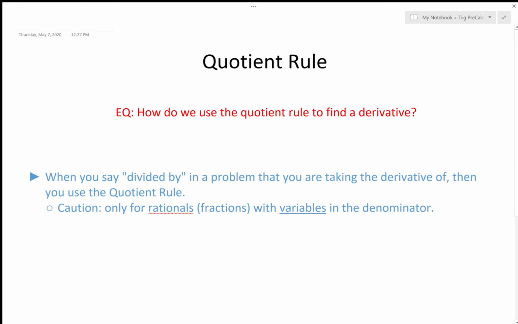Today we're taking a look at our next calculus differentiation rule. Previously we talked about power rule and product rule. Today we're moving on to quotient rule, our division setup here. So how do we use quotient rule to find a derivative?